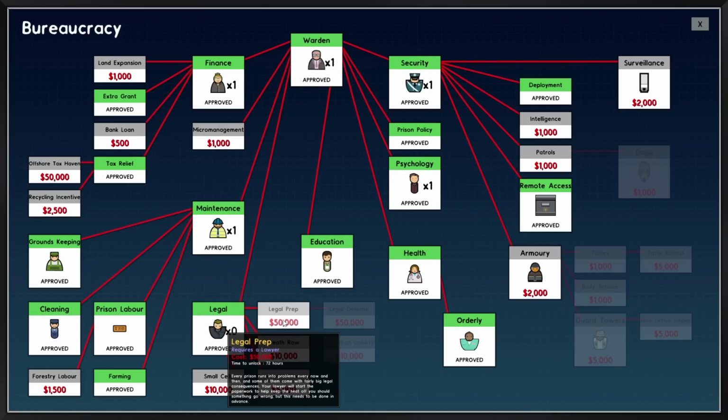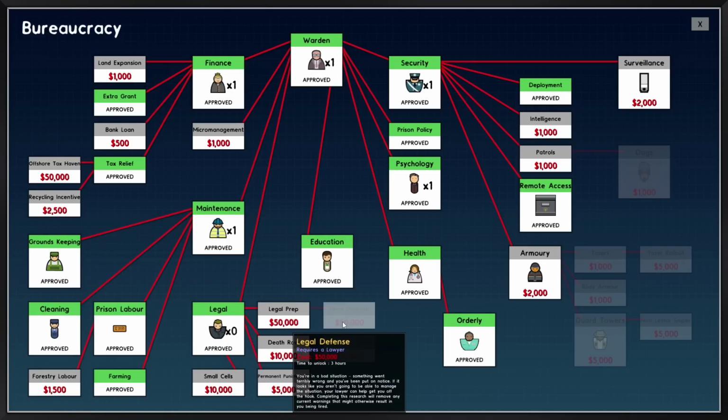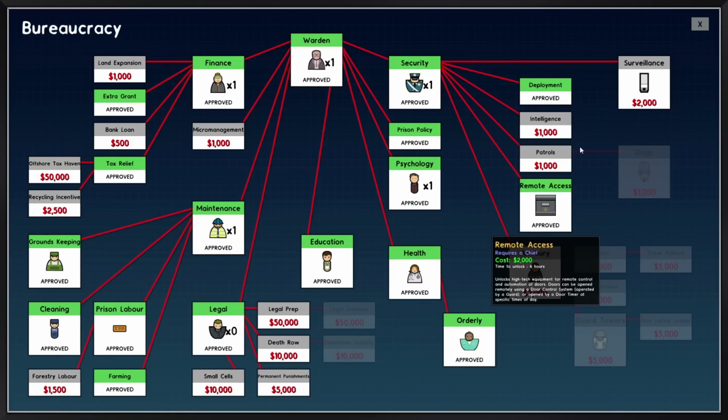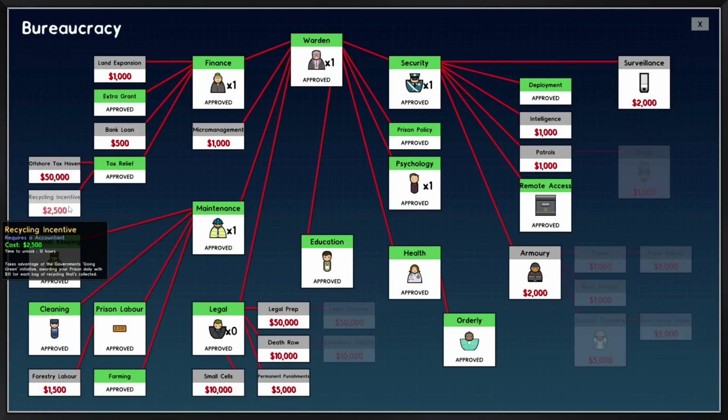Every prison runs into problems every now and then, and some of them come with fairly big legal consequences. Your lawyer will start the paperwork to help keep the heat off you should something go wrong, but this needs to be done in advance. That's extortionate money. That's 50 grand. We can't do that. We've got no chance. I'd like the recycling thing. We could do that. 2.5 grand.